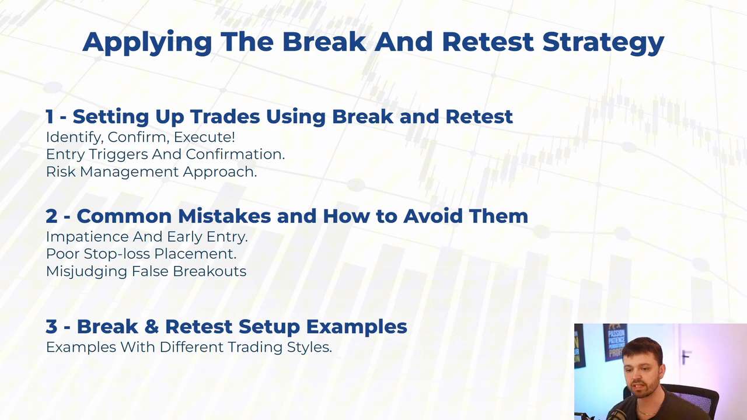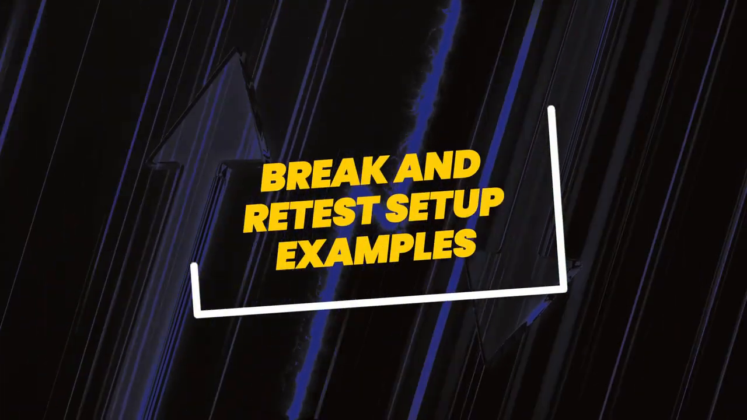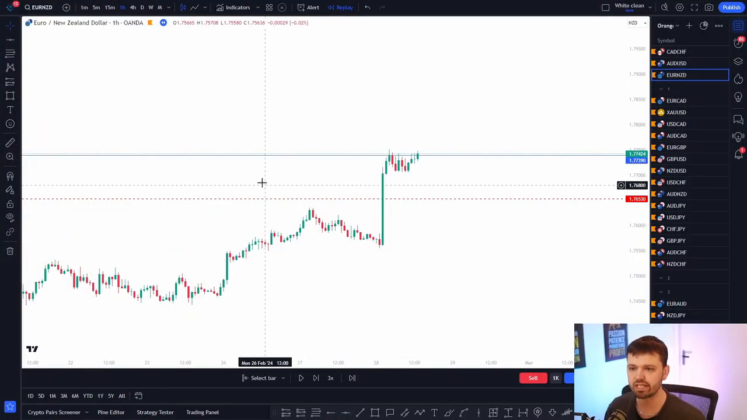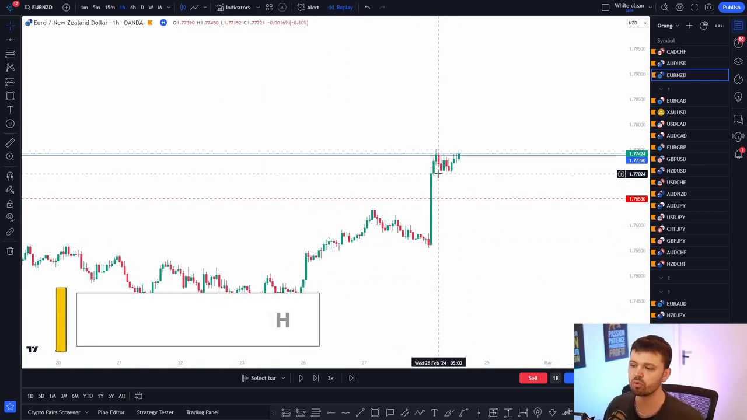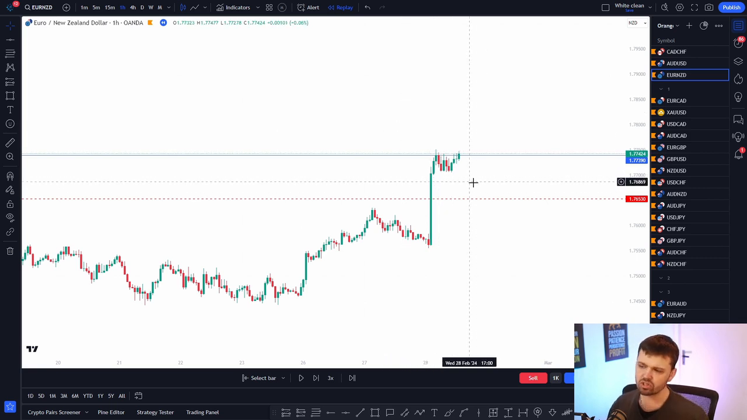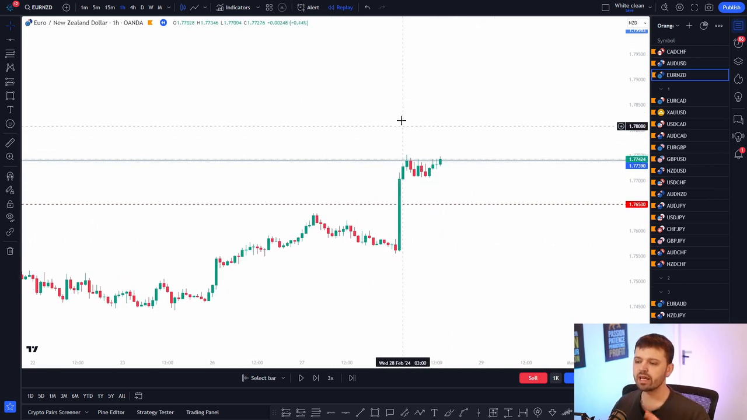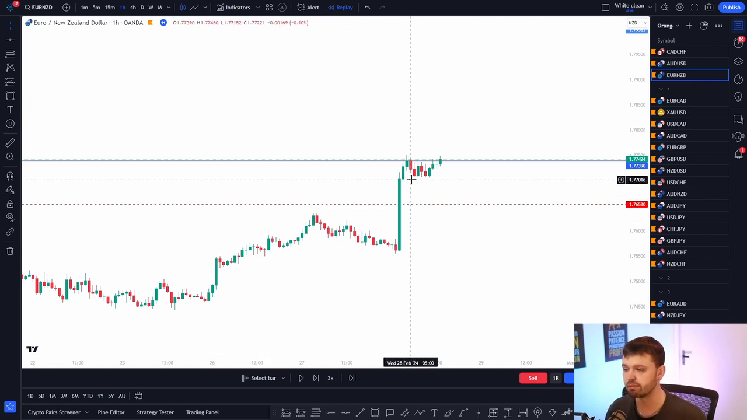So now that we've gone through the details of the system and the setup, we've also talked about common mistakes and how to avoid them. We now want to look at a couple of break and retest setup examples using different trading styles. And we're going to begin by looking at another example of a simple break and retest using horizontal levels. For that, we're going to go back to Euro NZD here in TradingView, and we see on the 1 hour here we have a strong move to the upside from Euro NZD, and we might want to say, it looks like it wants to continue higher, but we want that extra confirmation before entering this trend. And for that, we are going to use the break and retest.